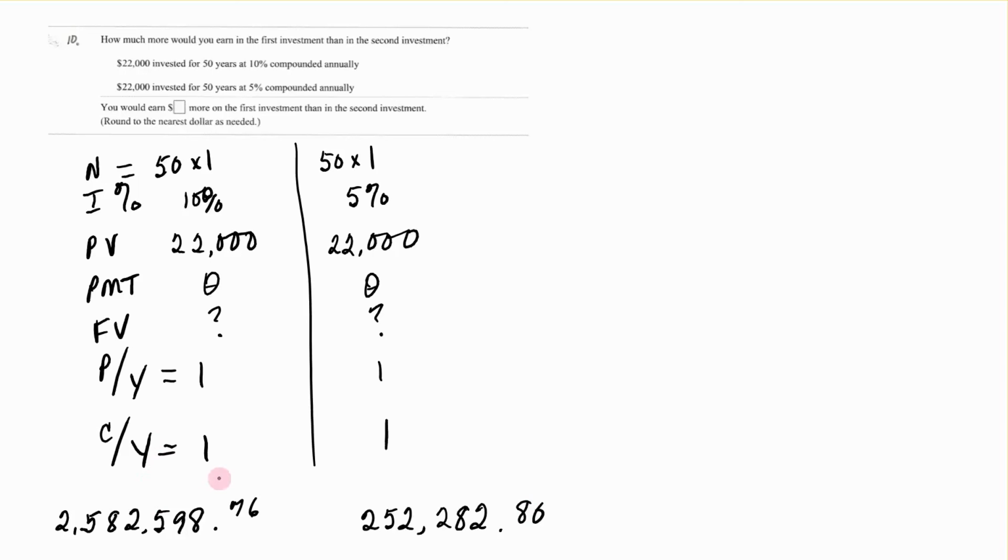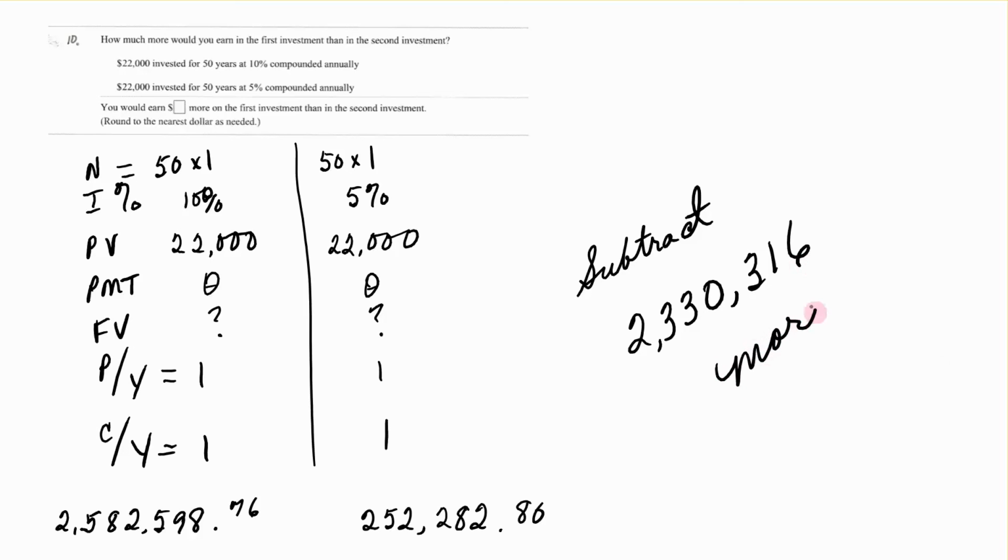Now it says, how much more would you earn on the first one than the second one? So you're going to subtract $2,582,598 and some cents. You're going to subtract this from it, and I think it says to round to the nearest dollar, you will get $2,330,316 more by getting it at 10% than at 5%, because the time was the same, the frequency of compounding was the same, the investment was the same, but my goodness, there was a huge effect because of the interest rate.